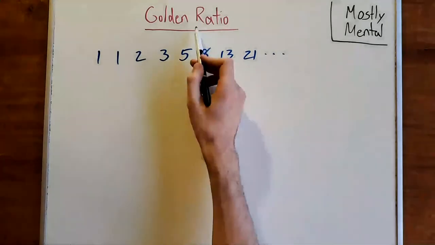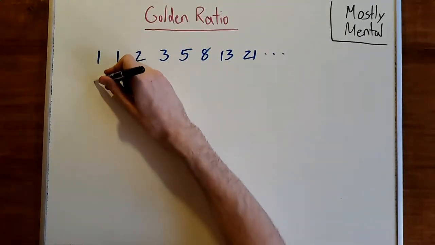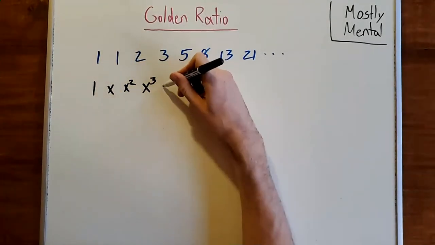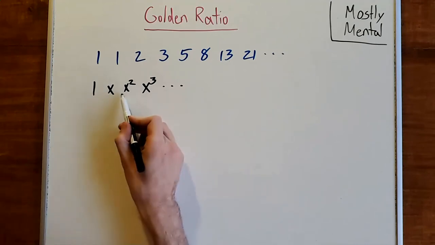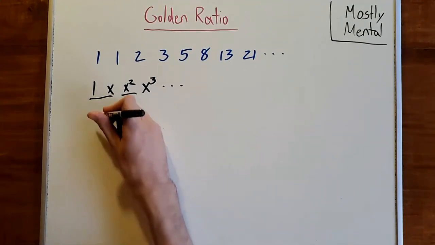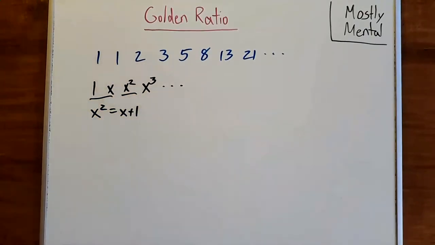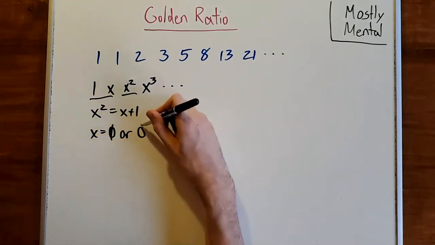Well, we're looking for a ratio, so it makes sense to look for sequences that have a common ratio. That is, sequences of the form 1, x, x squared, x cubed, and so on. Are any of these sequences Fibonacci-like? Well, if they are, they must satisfy x squared is the sum of the terms before it, so x squared is x plus 1, and as we saw a moment ago, that means that x must be phi or phi bar.